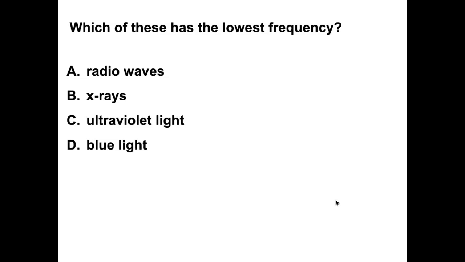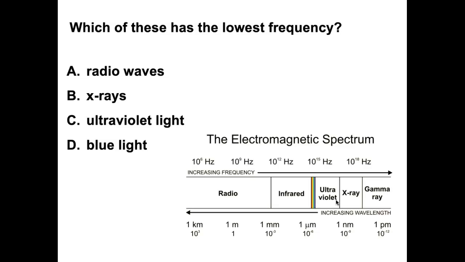Which of these has the lowest frequency? Well, low frequency means long wavelength. So what kind of light has the longest wavelength? That's the radio waves. So A it is.